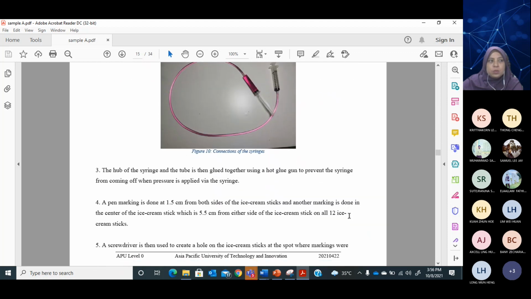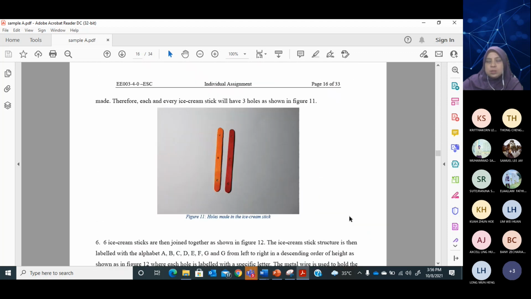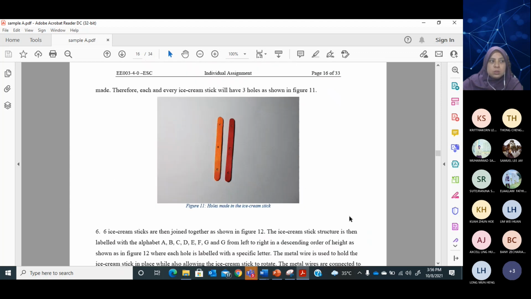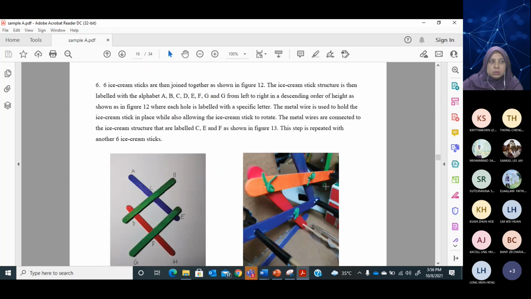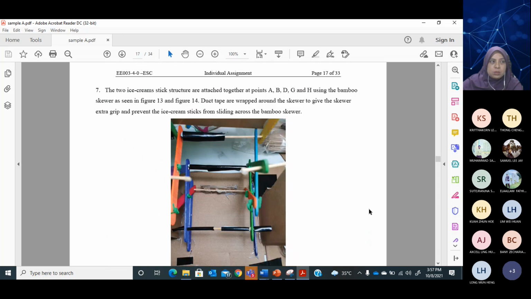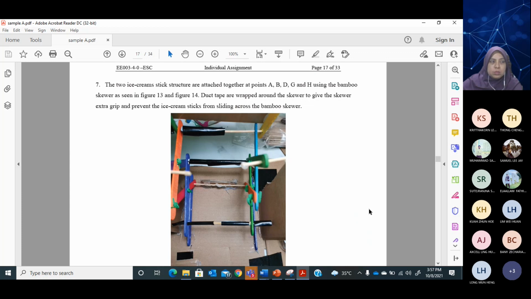Watercolor mostly you have, right, in the school, in the house. Maybe your brother or sister has it. And then holes are made in the ice cream stick. Six ice cream sticks are joined together. After that, using a bamboo skewer, this one. For the structure, duct tape, black color.